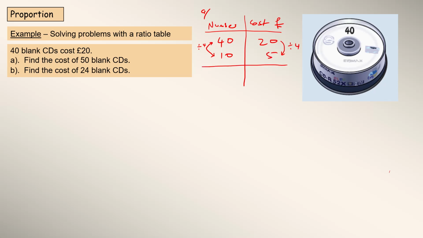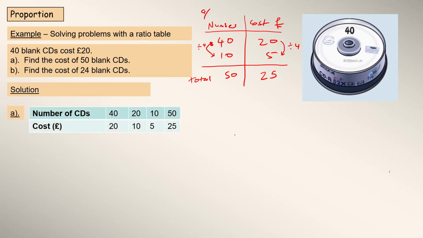So now we can do a total cost. 50 CDs would cost us £25. Let's get rid of that. And you can put it in the horizontal table like that. Either table works. And then for part B, I want 24 CDs.